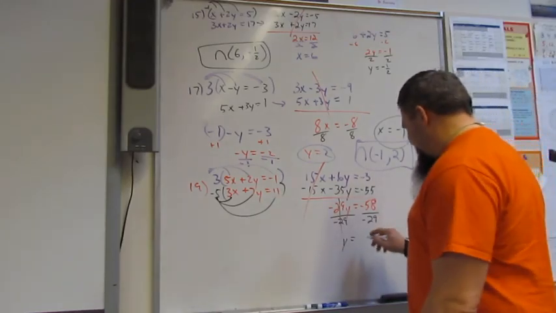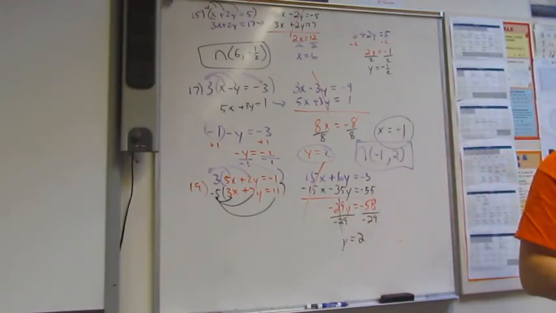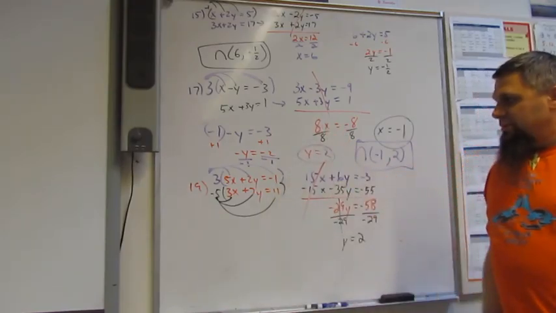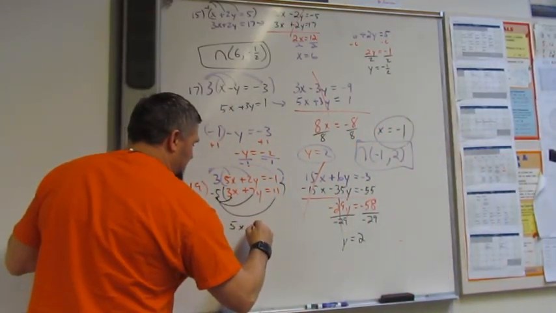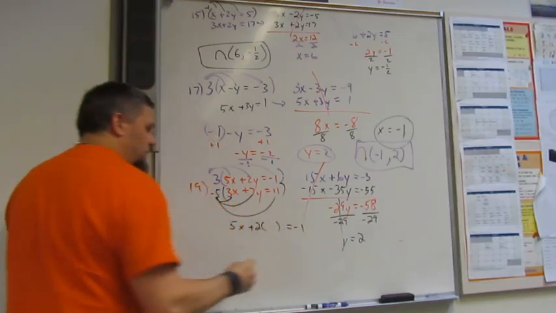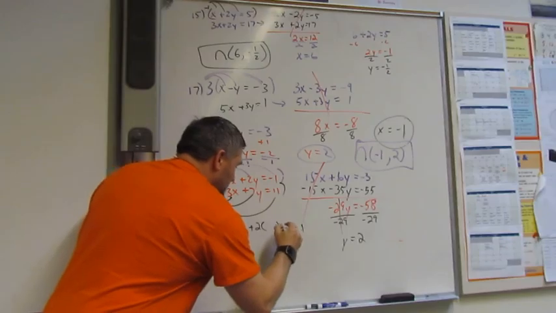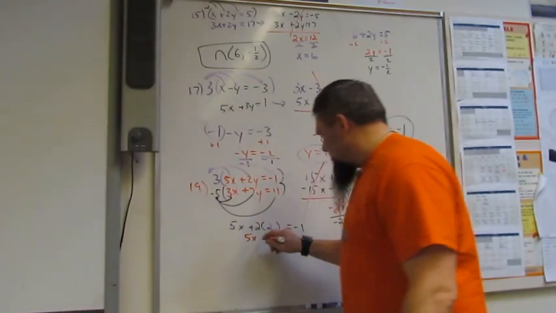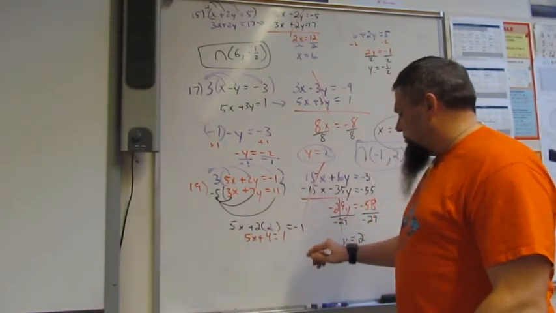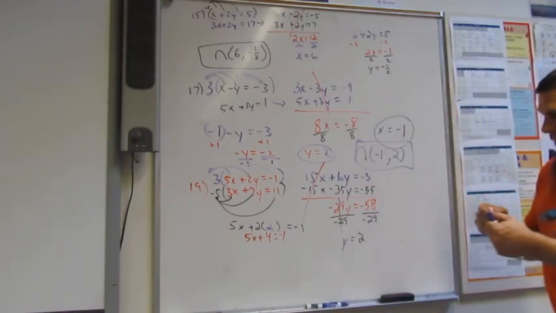Yeah, good job. Alright, so, then what? Plug it in now. Yeah, so which one you want to plug it in? Top or bottom? Top. Okay. So, 5x plus 2y equals negative 1. And y is 2. Do the math. I got 5x plus 4 equals negative 1. Sorry about that.